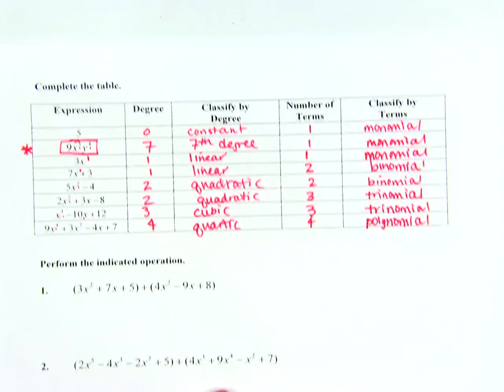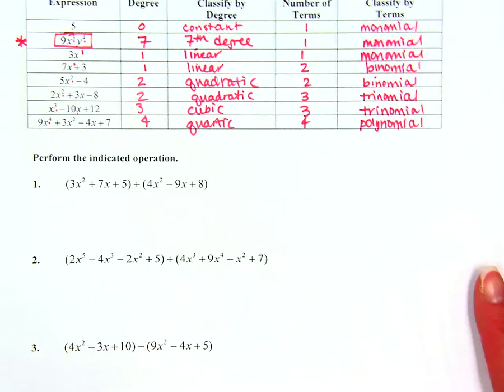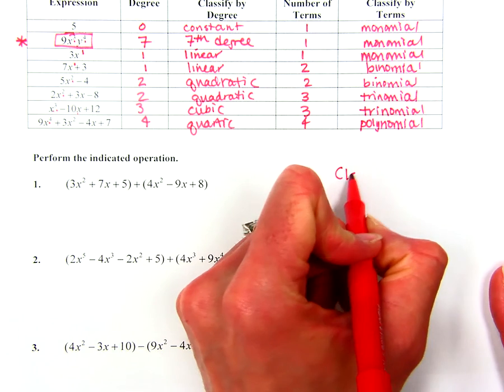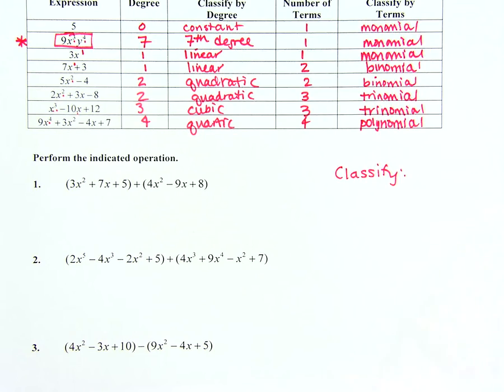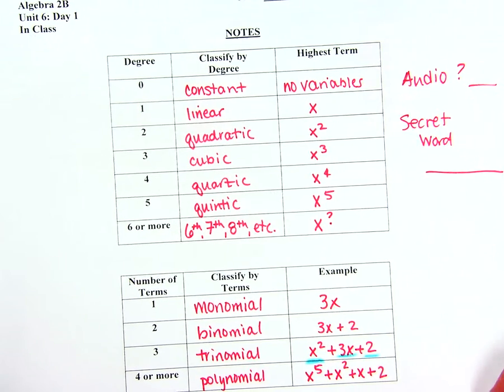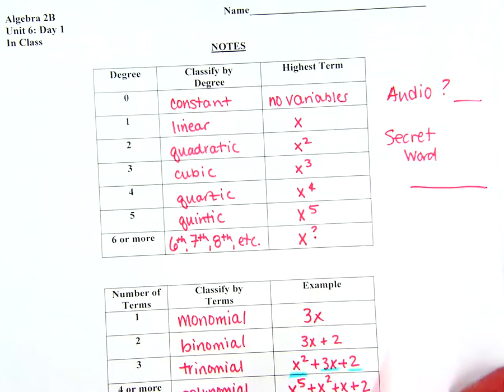All right, so we're going to do the operation, which is either adding or subtracting, and then we're also going to classify. And if you need to refer back to the table from the first page, then go ahead. So remember, you already know your secret word. You should write that down.